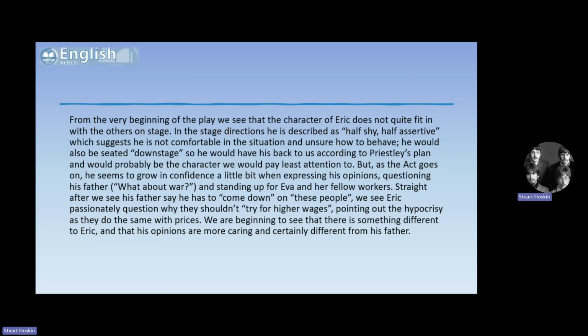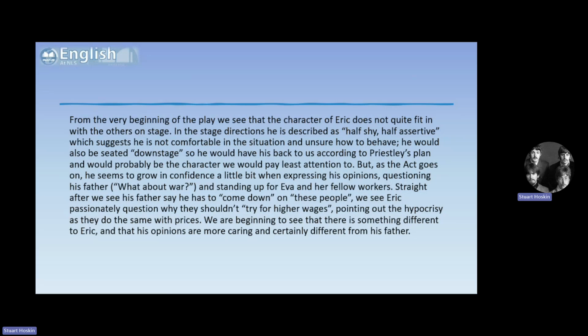And it's also something from the same place, the stage directions at the beginning. The word also added in. I don't really like the word also, but in this case, it fits very much. He would also be seated downstage. So having made that point about half shy, half assertive, showing he's not comfortable and unsure how to behave, it then backs it up, carries it on. Discursive movement. He would also be seated downstage and then interpret it.